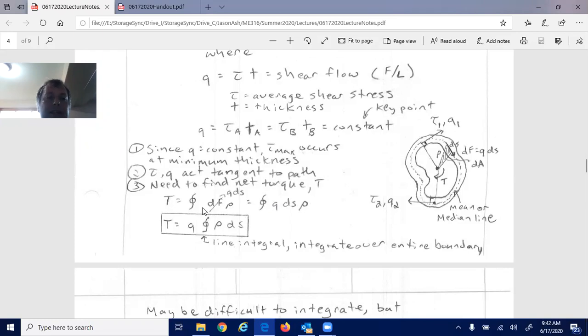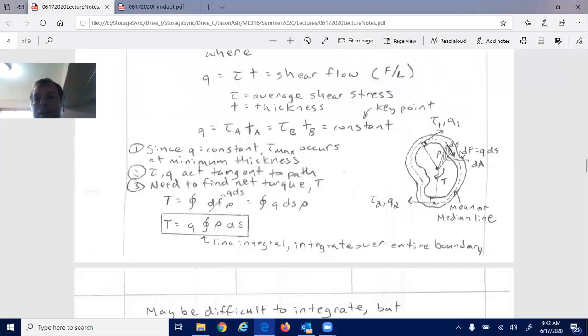So this is defined, our torque is a line integral of our differential force times our radial distance. And if you think about that, that's essentially our force times a distance, which will give us a torque. So that makes sense from that torque definition.